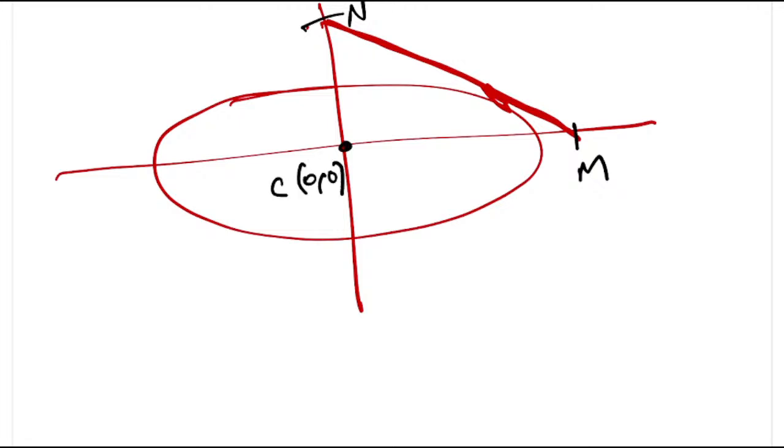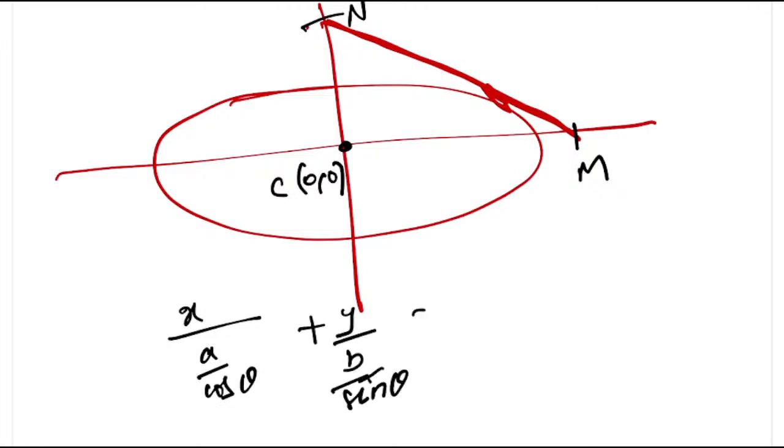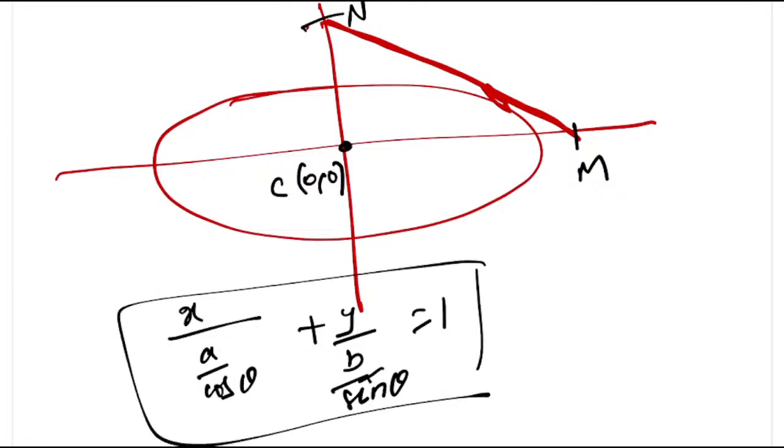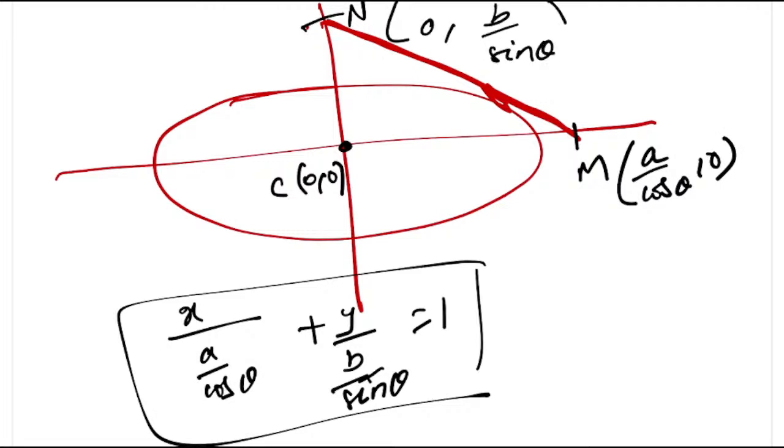So can you rewrite that equation? x by a cos theta, tangent equation, plus y by b sin theta is equal to 1. You can rewrite it like this, given the equation of tangent. So what is this m here? What is n here? Then you can get cm and cn.